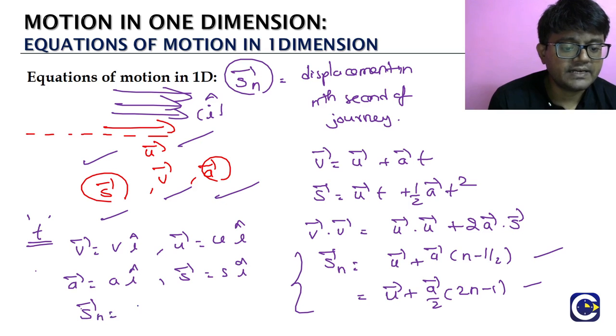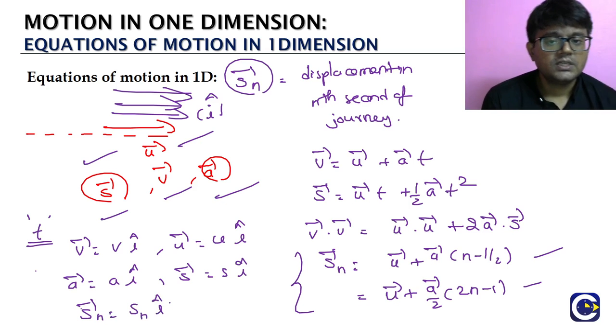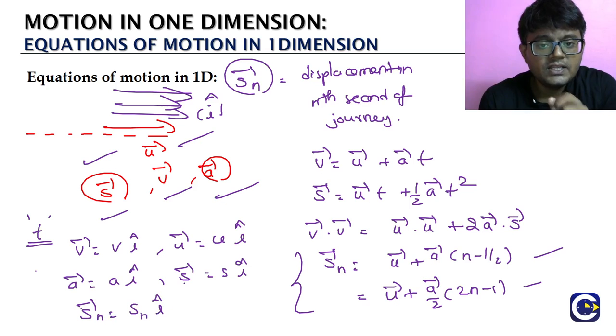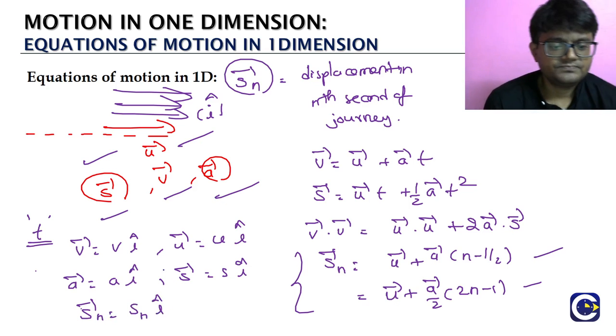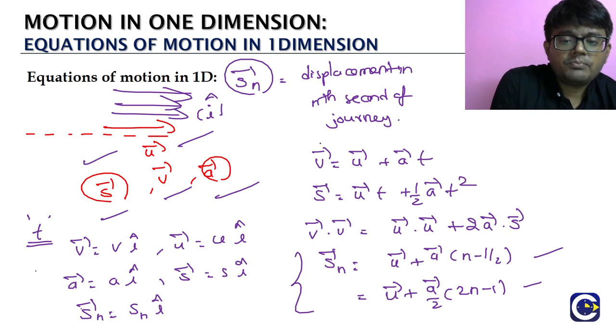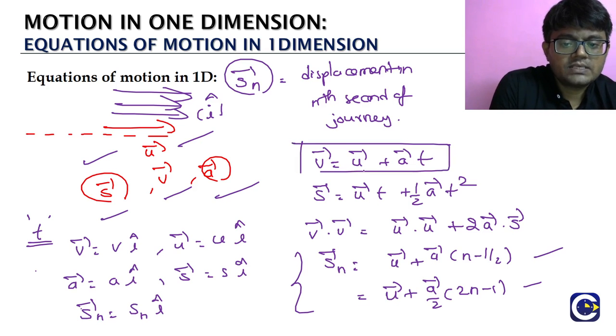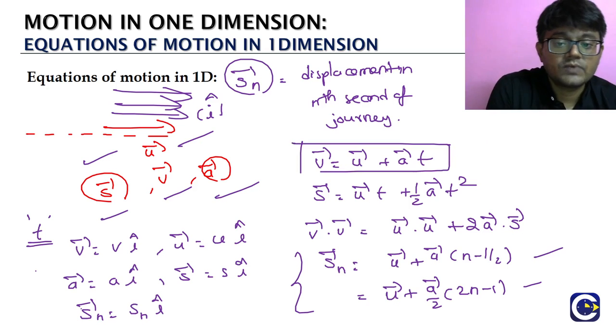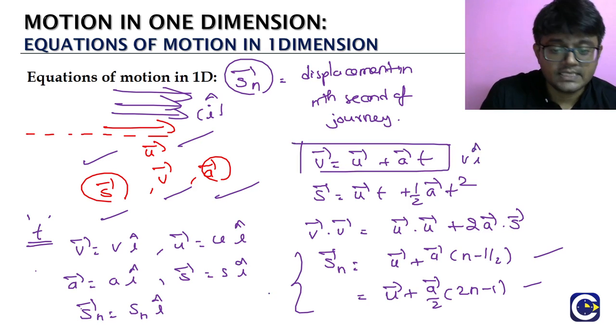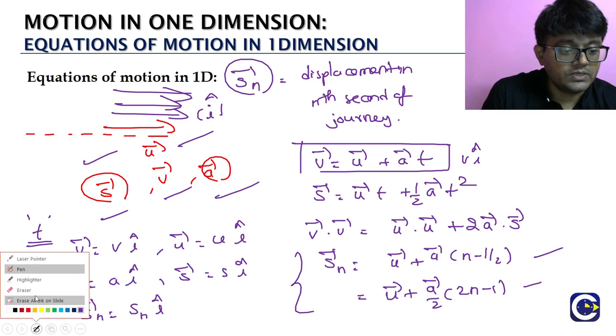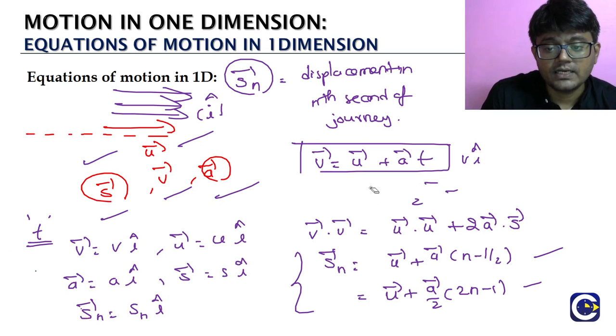So any vector can be written as the magnitude multiplied by the unit vector along the direction, which is i cap. Now we will pick up one of these equations and see how it gets modified. Let us pick this one. v can be written as v into i cap. I'll erase all these other ones, because we'll do it one by one. So let us look at the first equation itself.